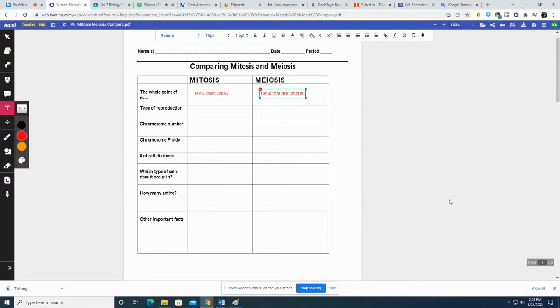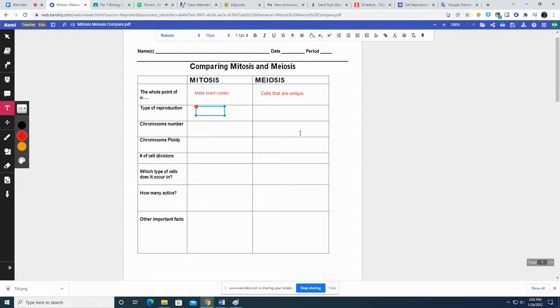Those are the reproductive cells. So you could have 100 kids, but since all your reproductive cells, your gametes, the sperm and egg, are all going to be different, they're all going to be unique, well, all your kids are going to be different. They're going to be genetically diverse, which means they're going to have a lot of differences in their DNA.